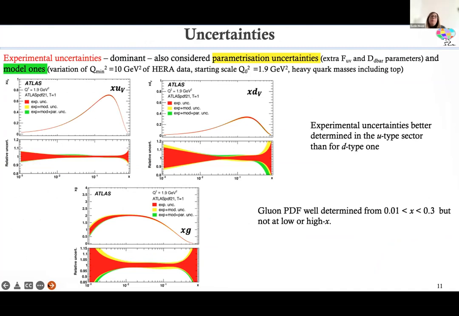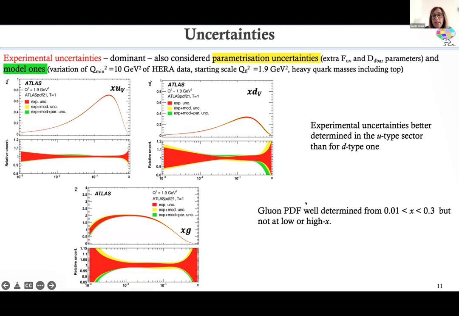In addition to the experimental uncertainty that I showed in the previous slide, and that is the dominant uncertainty in the fit, we also considered the parametrization uncertainty, adding extra parameters to the fit, and the modeling uncertainty, such as the variation of the minimum Q-square of the HERA data, the starting scale of the fit, and the masses of the heavy quark. If we look at the result, we see that the experimental uncertainties are better determined in the U sector than in the D sector.